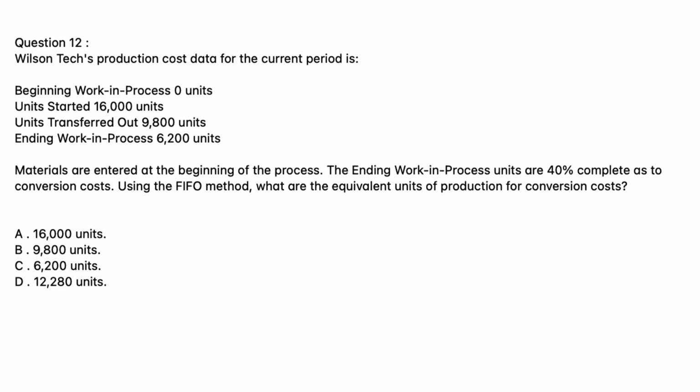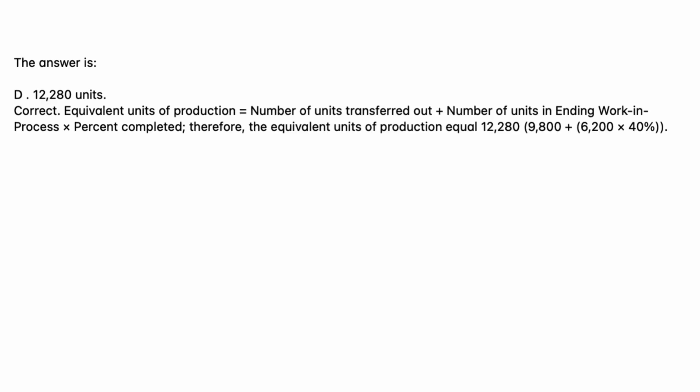A. 16,000 units. B. 9,800 units. C. 6,200 units. D. 12,280 units. The answer is D. 12,280 units. Correct. Equivalent units of production equals number of units transferred out plus number of units in ending work-in-process times percent completed. Therefore, the equivalent units of production equal 12,280, 9,800 plus 6,200 by 40%.